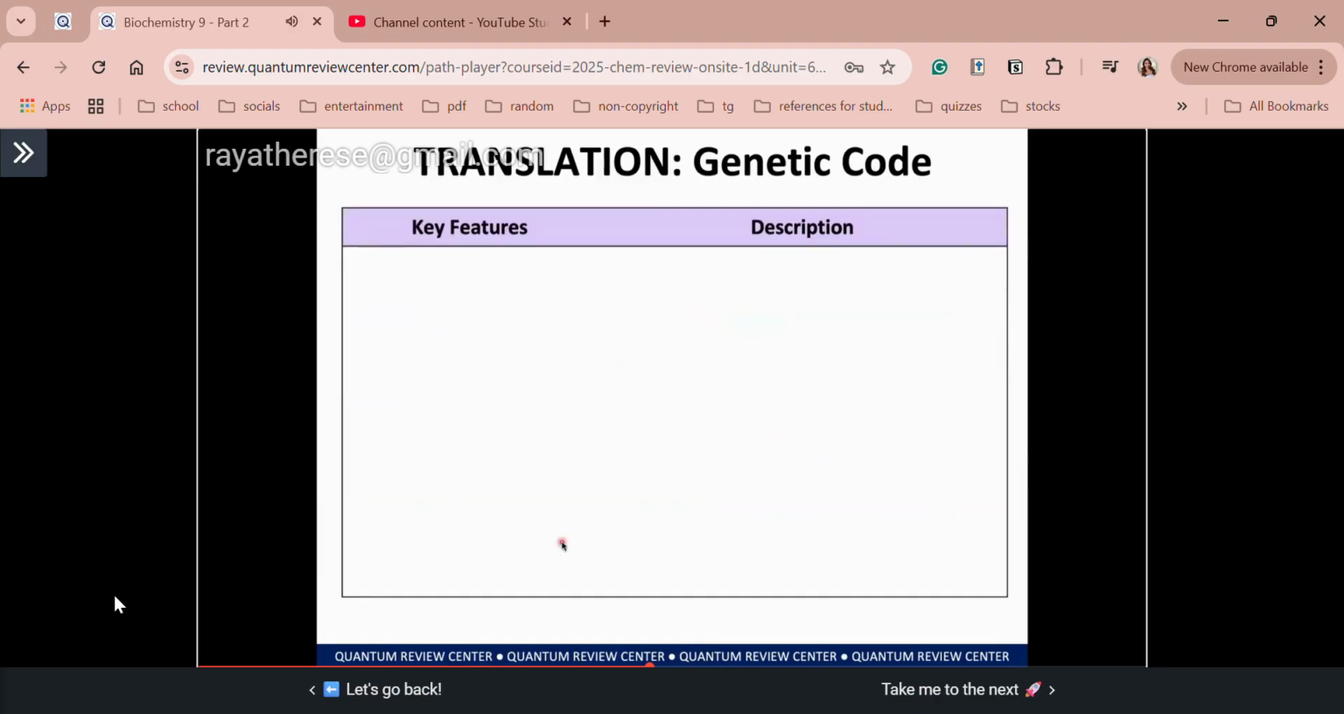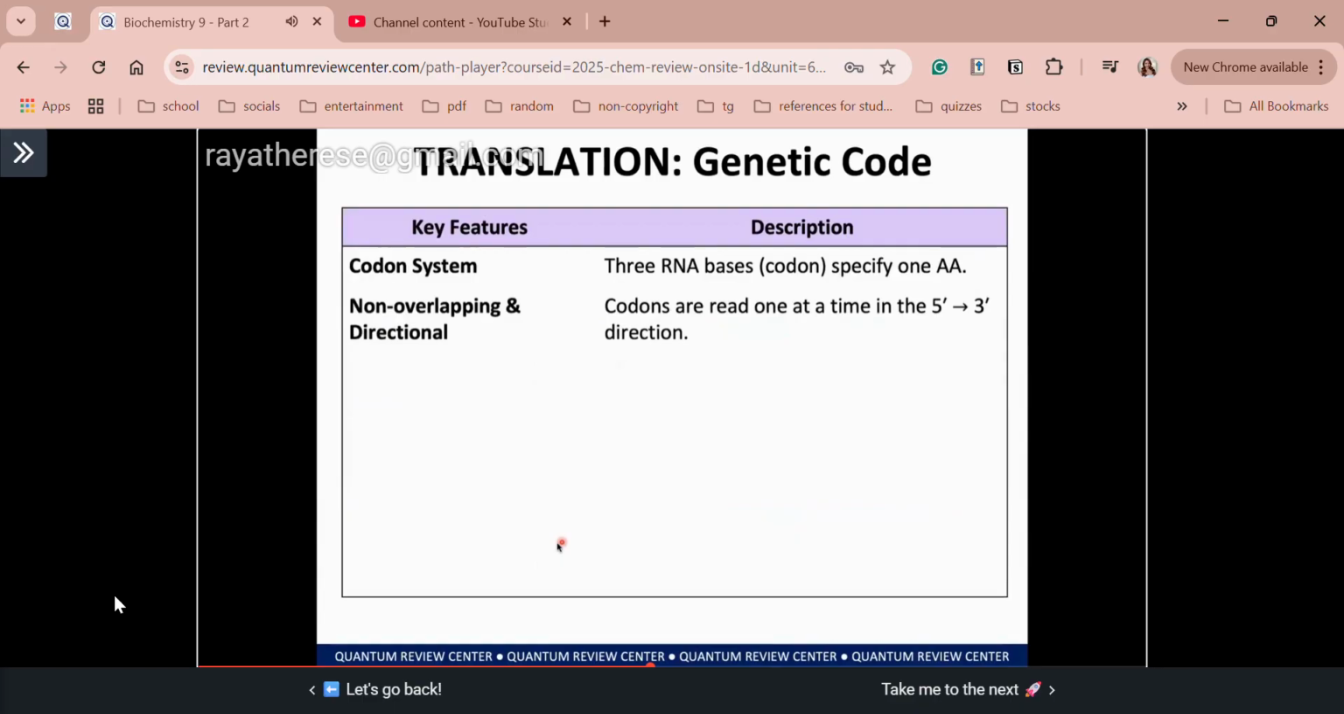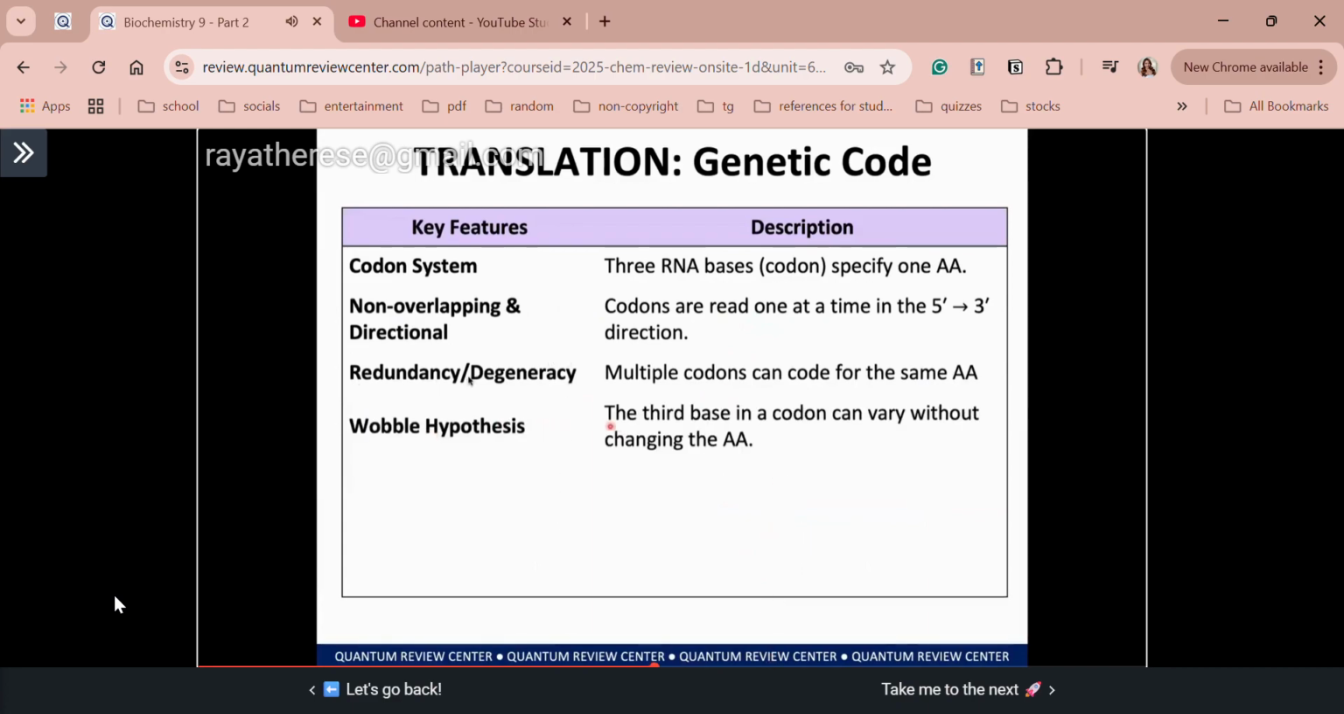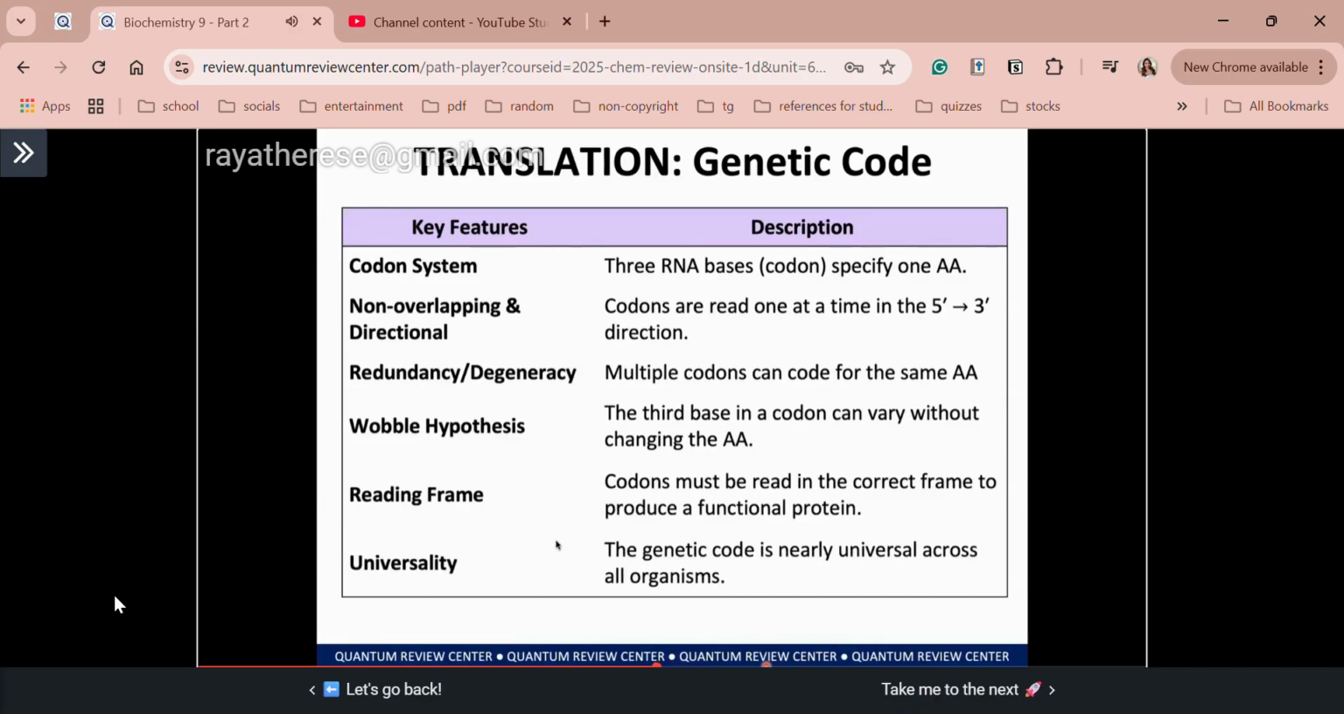Alright, so class, to summarize again your key features, you have your codon system that we discussed. Non-overlapping and directional, again, from 5' to 3' ang direction. Read one at a time by our ribosomes. Thirdly, the redundancy or degeneracy, multiple codons can code for same amino acid, which is related to your wobble hypothesis, where the third base in a codon can vary without changing the amino acid synthesized. And of course, your reading frame and the universality. Okay, so class, please take some time to absorb the key features of our genetic code.